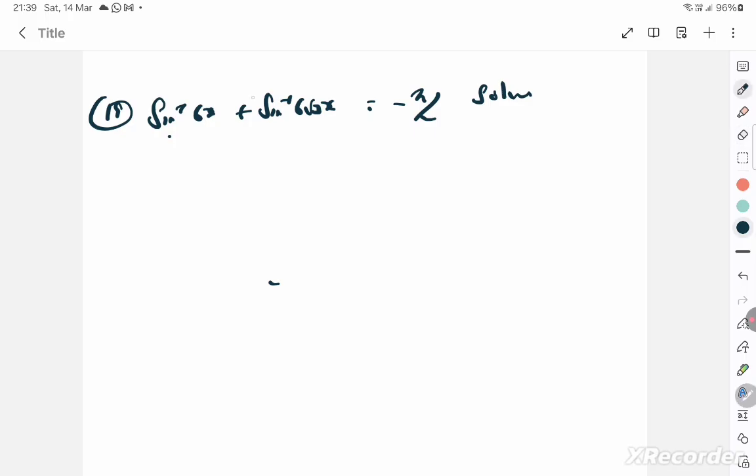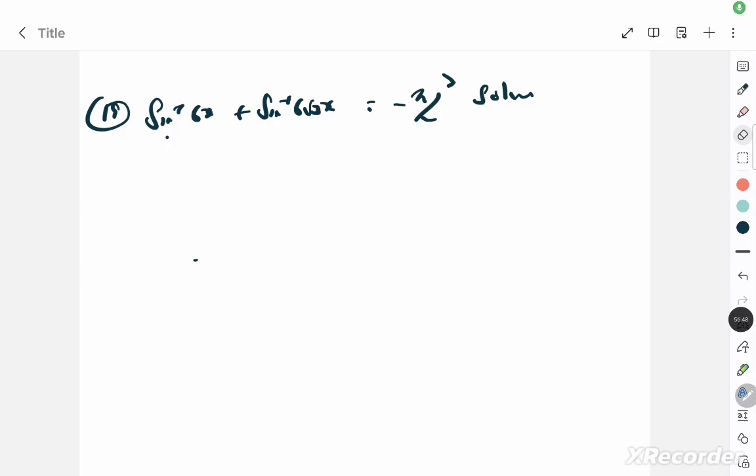Therefore, I can always bring this one of it to the other side. So sine inverse of 6 root 3x is equal to, oh, there's a minus pi by 2. Okay, that's the problem. That's going to be an issue because we don't want a minus pi by 2 there. Then the solving gets very difficult. So what am I going to do with this sum? I have to think. So there's a minus pi by 2.